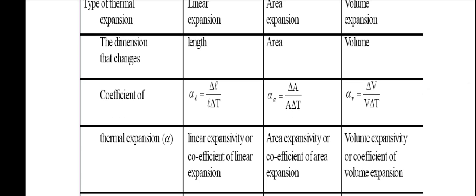Coefficient of linear expansion, alpha L, is equal to delta L divided by L into delta T.